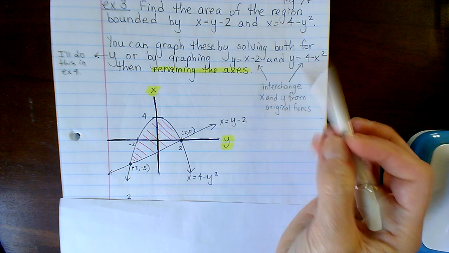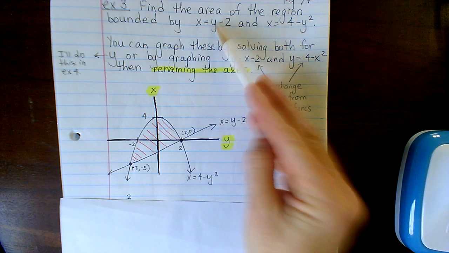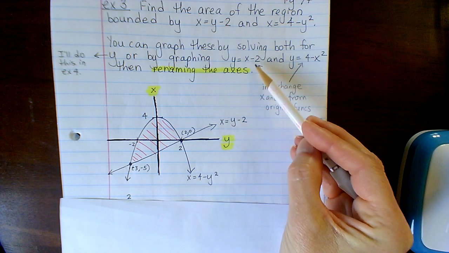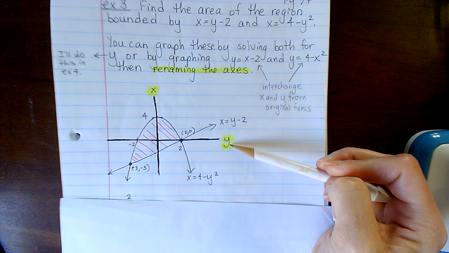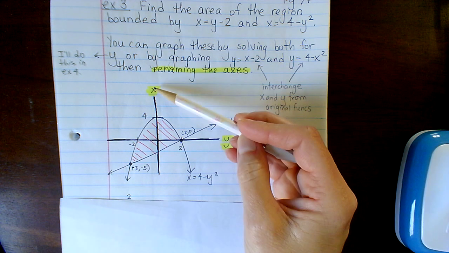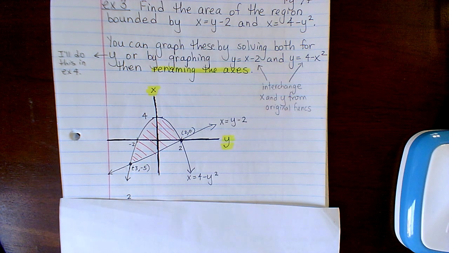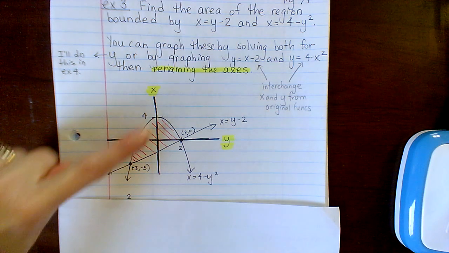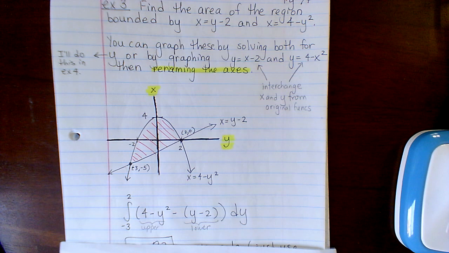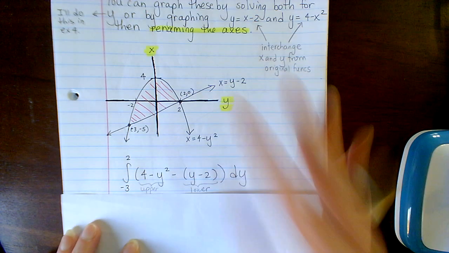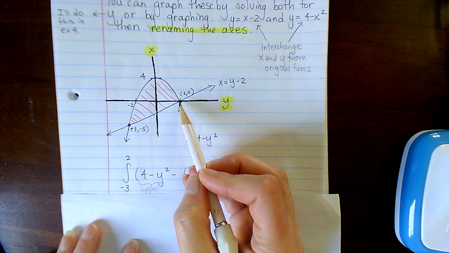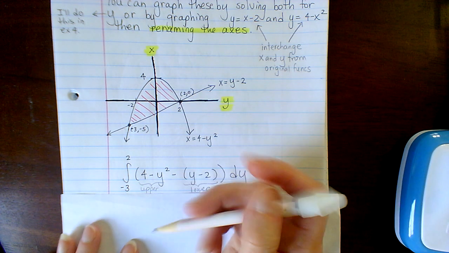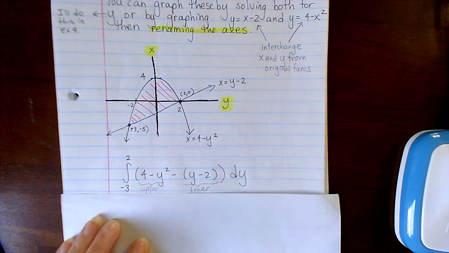Because I changed the variables from the original functions to these to make them easier to graph, I changed my axes. This is my y-axis, this is my x-axis. So when we go to find the area, the integral is going to go from negative 3 to 2. Now, where did I get those intersection points? I'm glad you asked. I got it from the calculator.